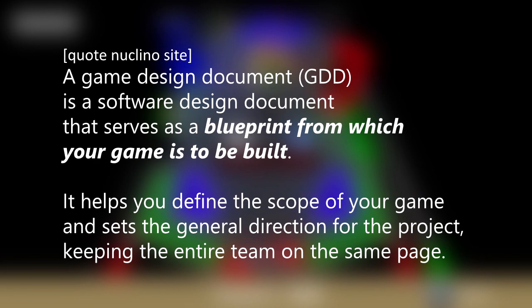A game design document, or GDD, is a software design document that serves as a blueprint from which your game is to be built. It helps to define the scope of your game and set the general direction for the project, keeping the entire team on the same page.